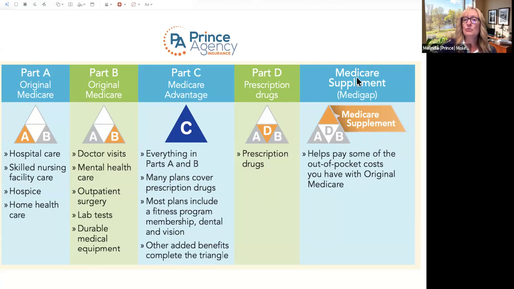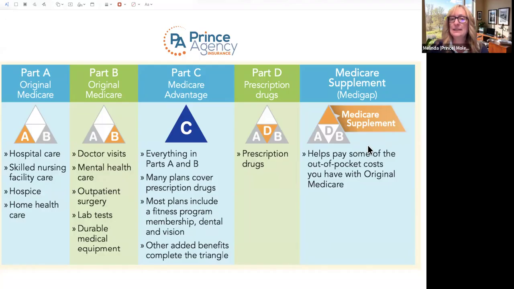Okay. So first, I'm going to go into, if we're considering Medigap supplements or Part C Advantage plans, what's the difference, right? Let's go over Medigaps first and how those work, and then we'll circle back and do Part C Advantage plans at the end, okay?